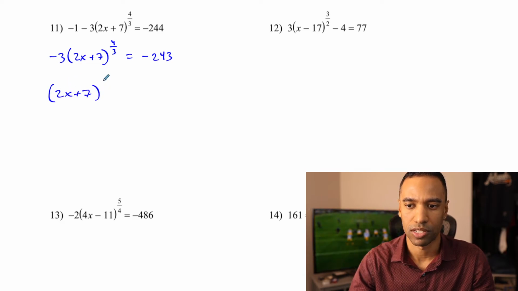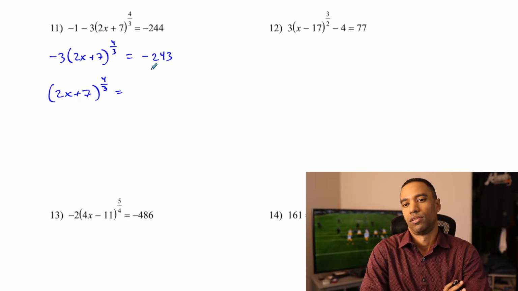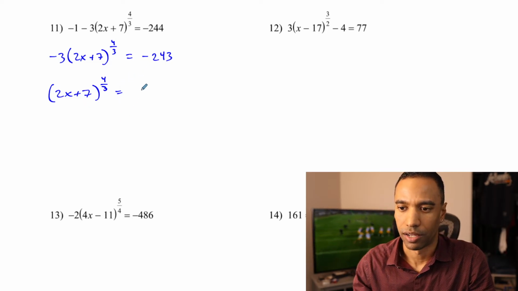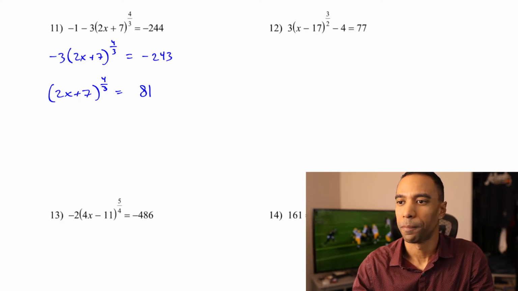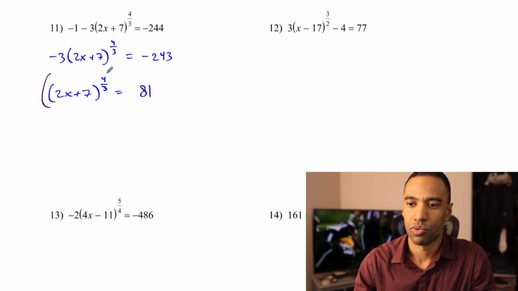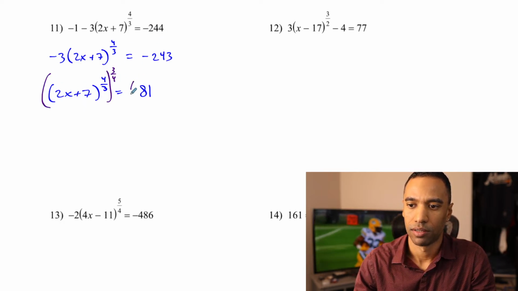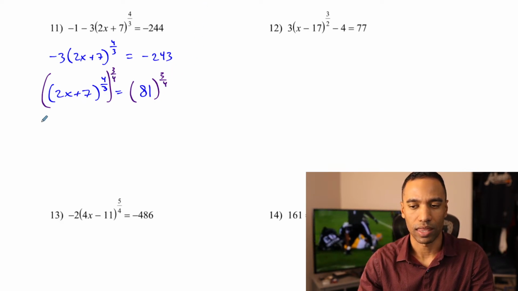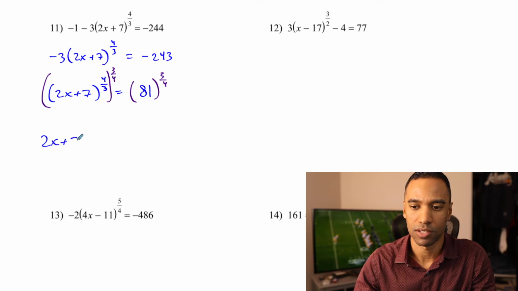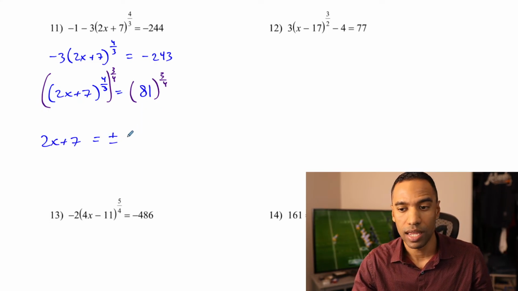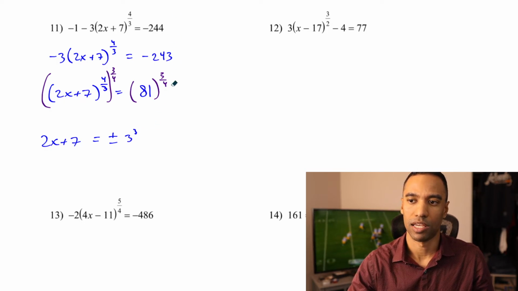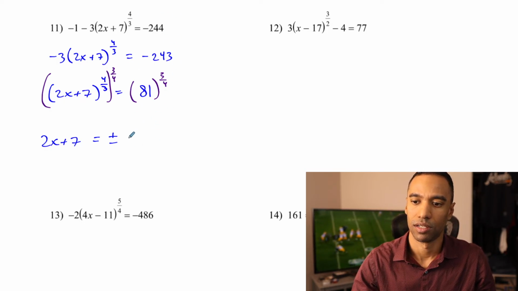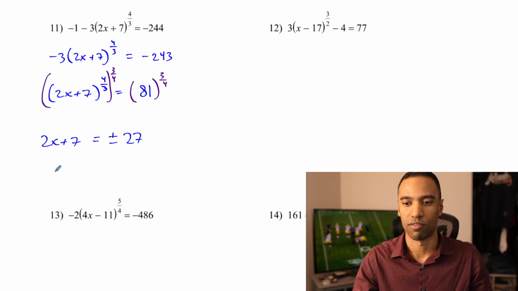So 2x plus 7 to the 4/3 equals 81. Sorry, I don't know why I thought about that for a second. 81. Raise them to the 3/4 power. Okay, this is an even root right there, so we will be left with a plus or minus. So plus or minus, the 4th root of 81 is 3, and 3 cubed is 27. So plus or minus 27 right there.